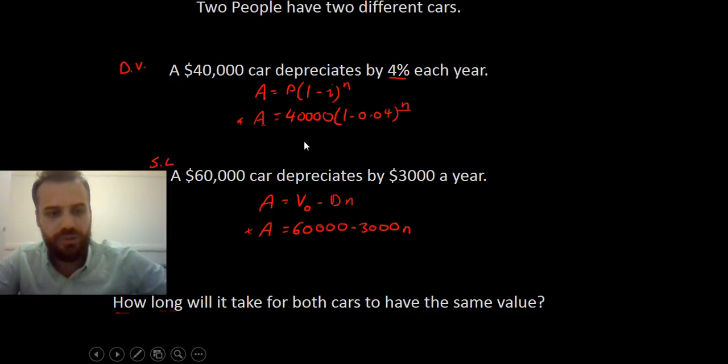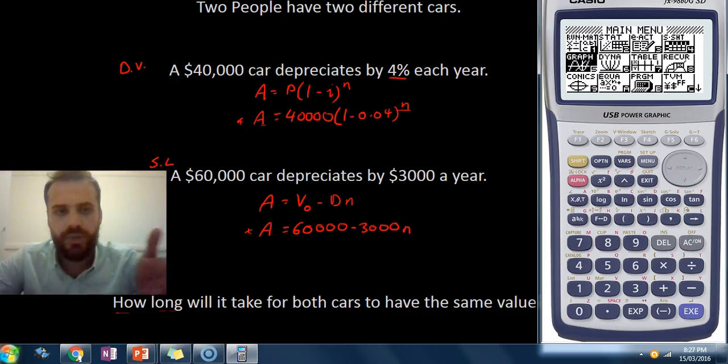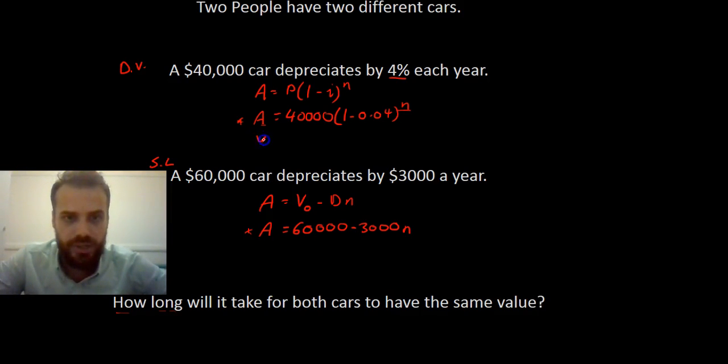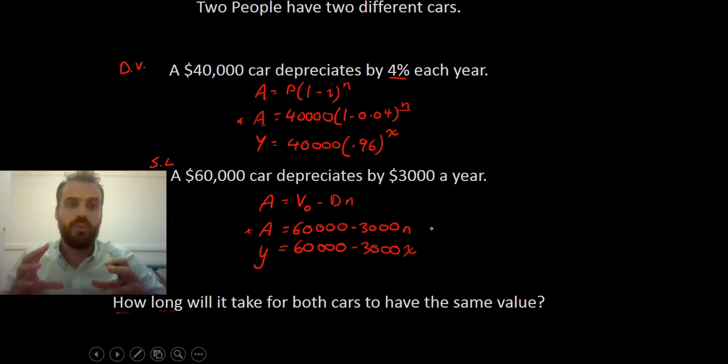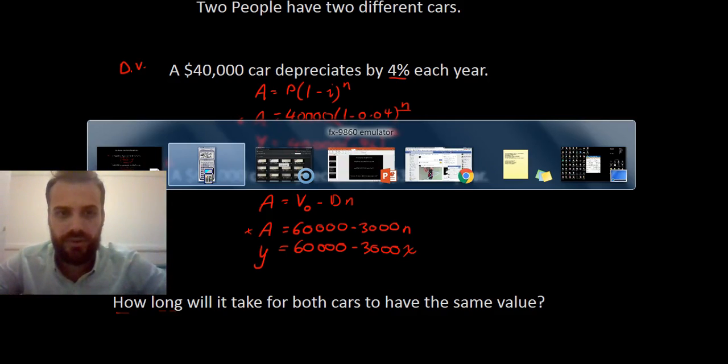Now, what I want to do, I'll show you. I want to graph this on my graphics calculator. But unfortunately, I can't do that with A and N. So I have to use Y and X. So I just need to rewrite these equations. Y equals 40,000 times 1 minus 0.04, which is 0.96, to the power of X. Okay, and this equation as well. Y equals 60,000 minus 3,000 times X. So now my equations are in Y and X, which the graphics calculator can deal with.